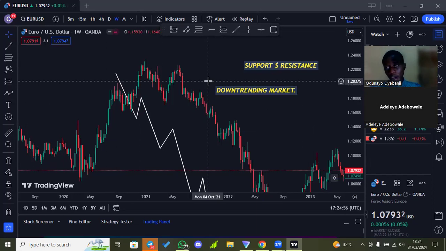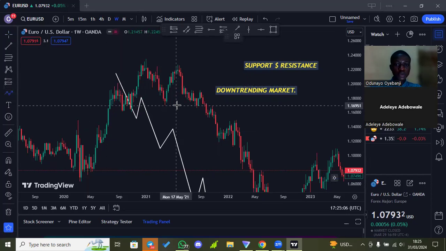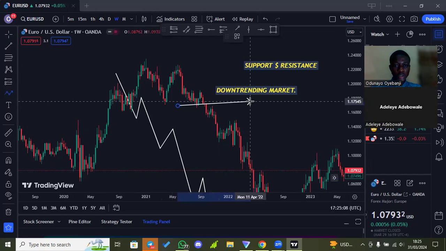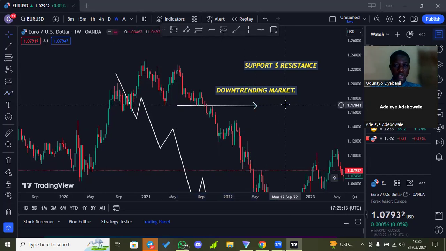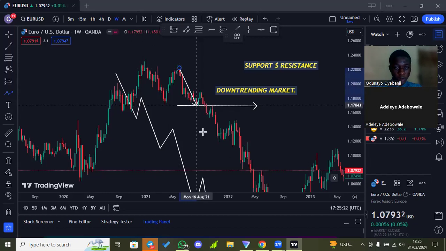When the price of a currency pair is dropping, the point or the price zone where it's unable to break below is called the support. So this is literally called the support. The market was coming down, then it was unable to break below this point. It couldn't come down below this point.